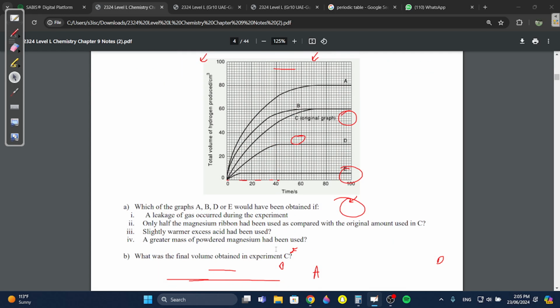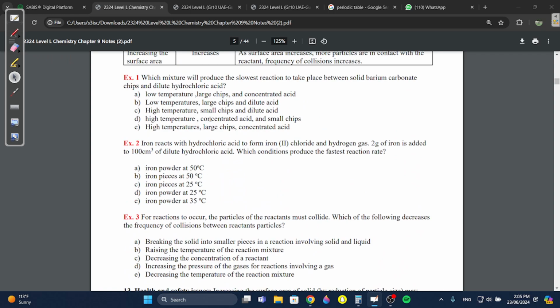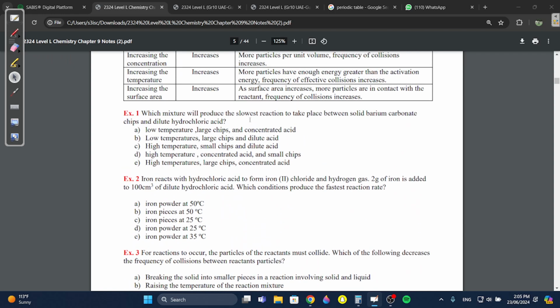What was the final volume obtained in experiment C? I don't think any. This is hard. Go to C, 60. I think this question came in the periodic. Which mixture will produce the slowest reaction to take place between solid barium carbonate chips and dilute hydrochloric acid?